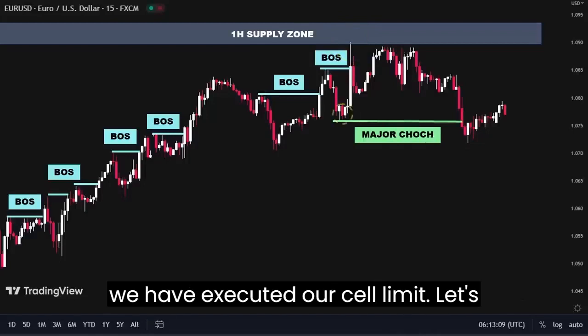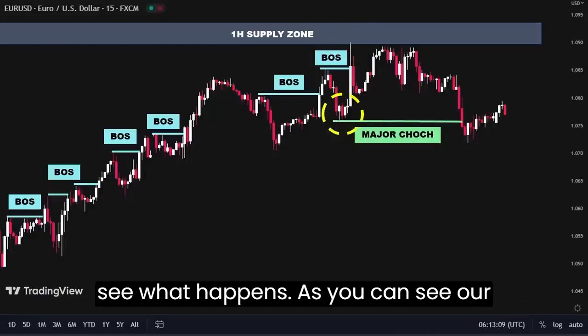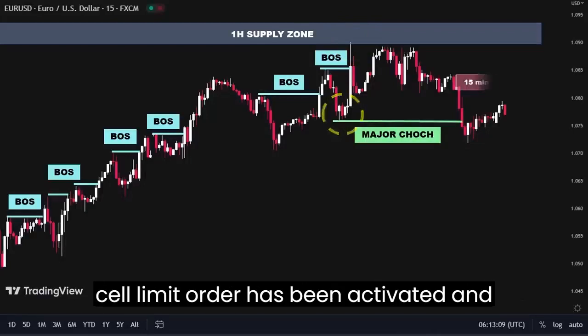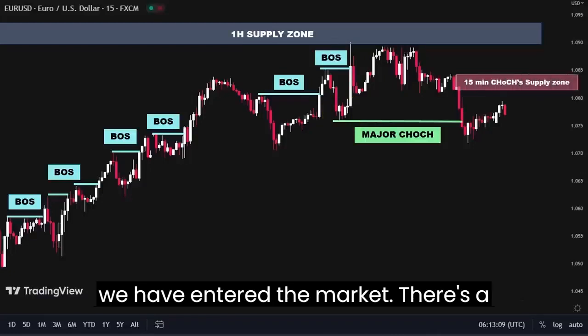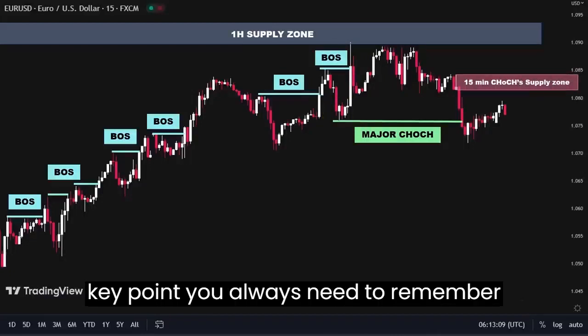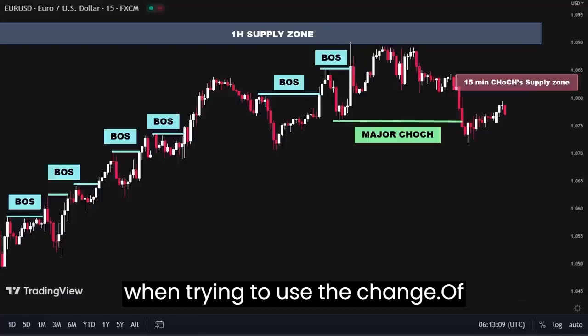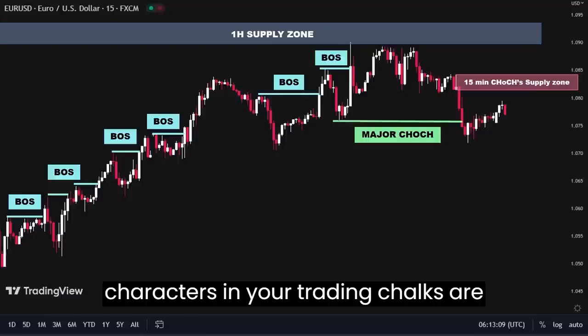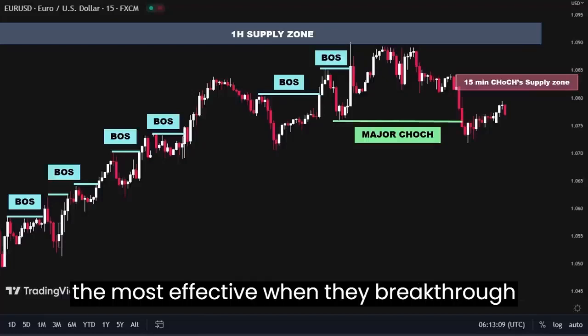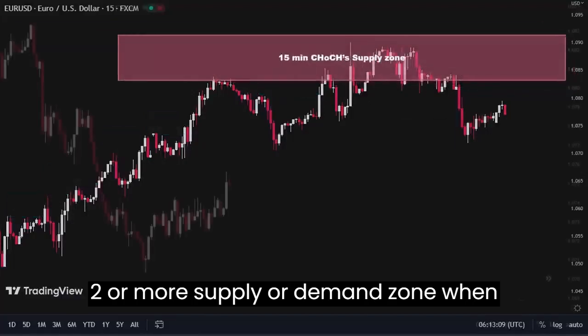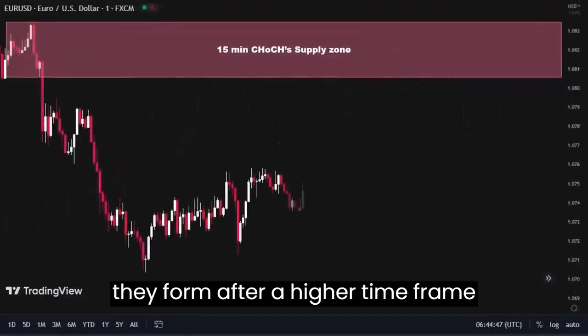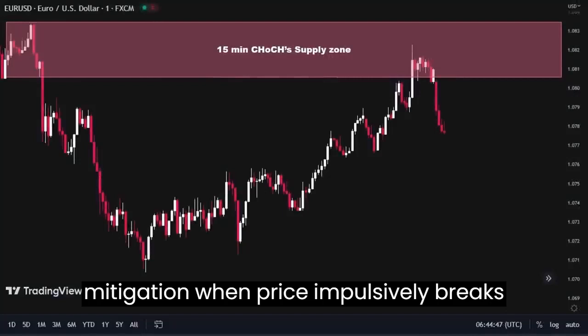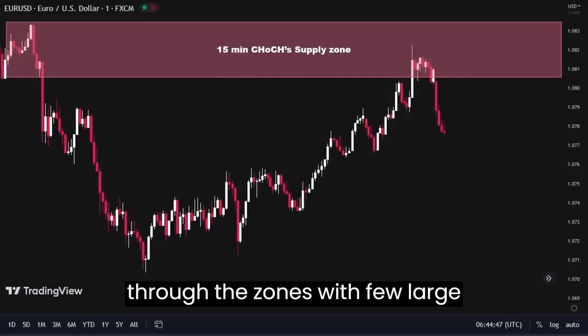Now we have executed our sell limit. Let's see what happens. As you can see, our sell limit order has been activated and we have entered the market. There's a key point you always need to remember when trying to use the change of character in your trading. CHoCHs are the most effective when they break through 2 or more supply or demand zones, when they form after a higher time frame mitigation, when price impulsively breaks through the zones with few large candles.